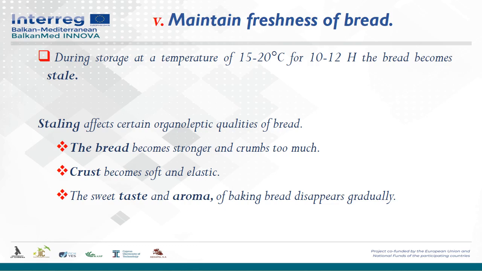The last stage of bread making procedure is to maintain the freshness of the bread. Well, during the storage at temperature between 15 to 20 degrees for 10 to 12 hours, the bread becomes stale. Staling affects certain organoleptic qualities of the bread. So, the bread becomes stronger and crumbs too much. Crust becomes soft and elastic, and the sweet taste and aroma of baking disappeared gradually.